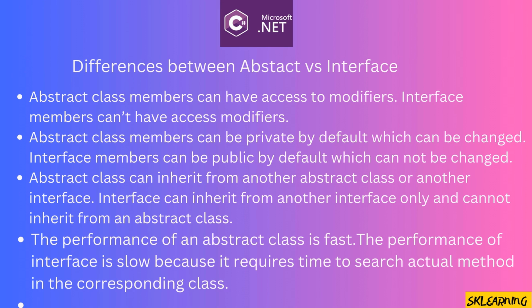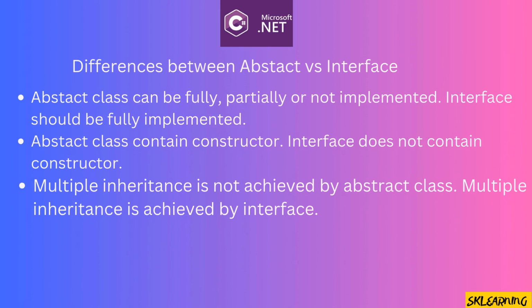The performance of an abstract class is fast. The performance of interface is slow because it requires time to search the actual method in the corresponding class. Abstract class can be fully, partially, or not implemented. Interface should be fully implemented.